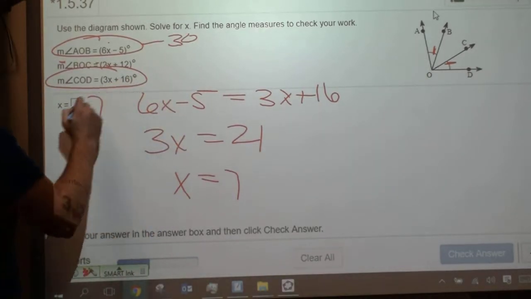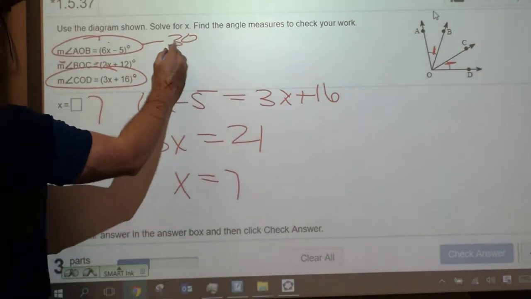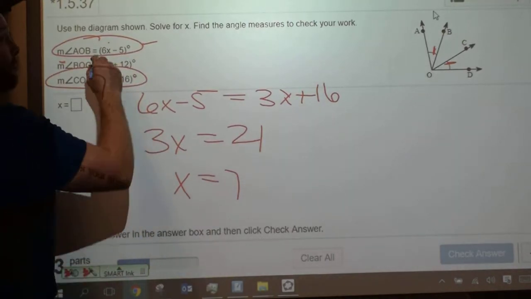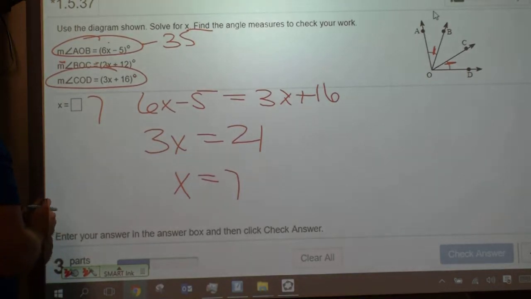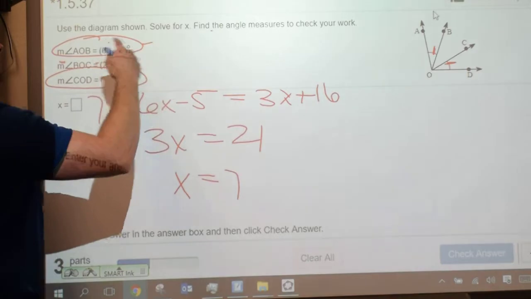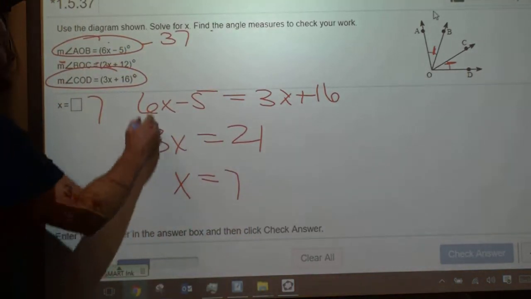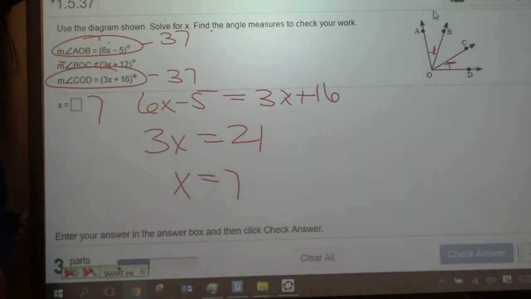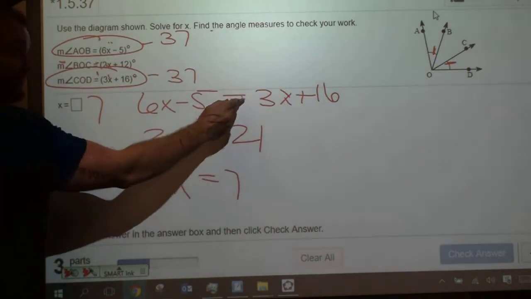7 times 6 is what, 35 minus 5 is 30? What's this one going to be? 7 times 6 is 42. 42 minus 5 is 35, right? No, messed that up again. 42 minus 5, 37. I make mistakes. 3 times 7 is 21 plus 16, 37 again, right? And that should have been true, right? Yeah. Okay, that's what we set up here. It said those are equal.